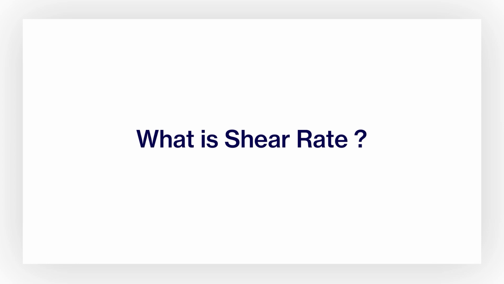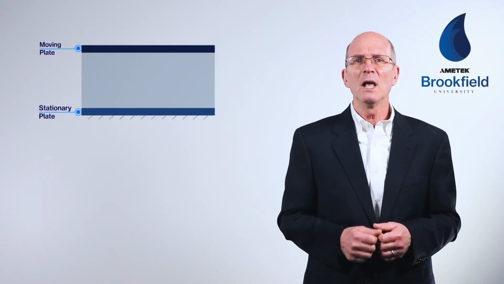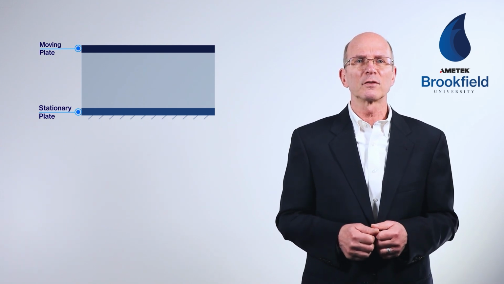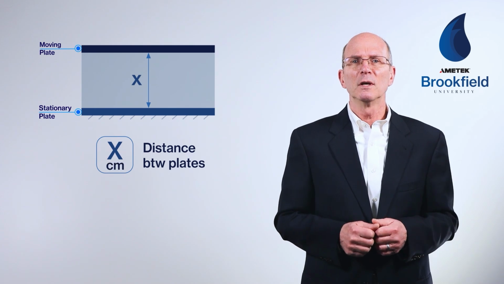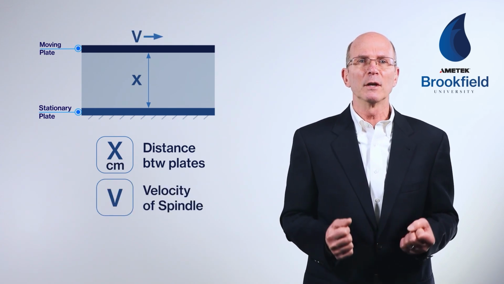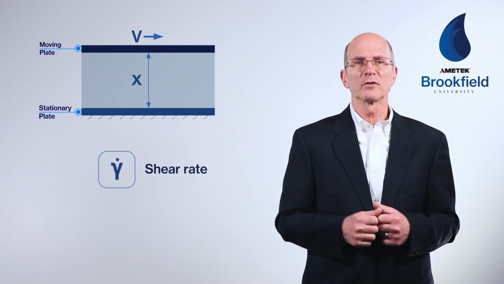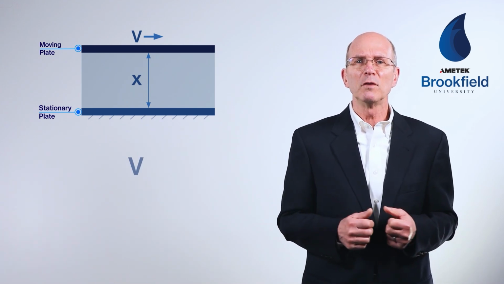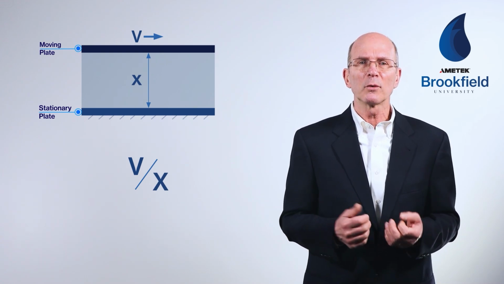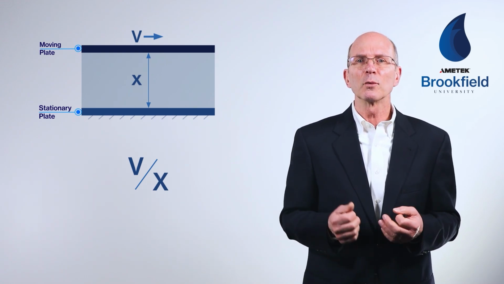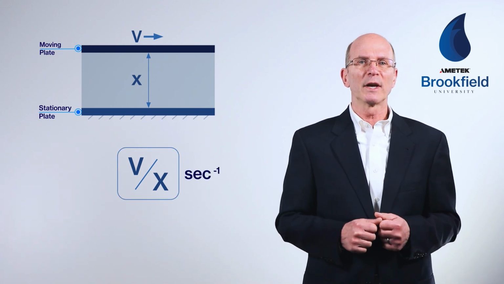So what is shear rate? In this diagram, the stationary plate represents the container wall, and the moving plate is the spindle surface. The distance between the two plates, x, is measured in centimeters. The velocity of the spindle is measured in centimeters per second. Gamma dot represents shear rate in reciprocal seconds. Dividing the spindle velocity value in centimeters per second by the distance between the stationary and moving plates in centimeters, the resulting value is expressed as 1/seconds, or reciprocal seconds.